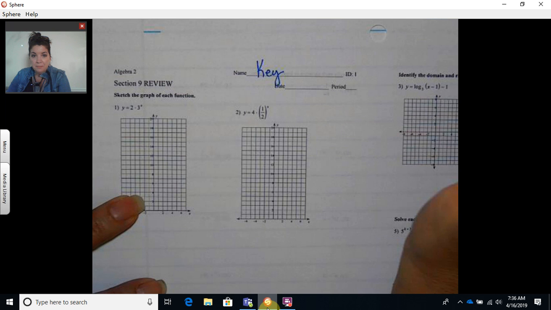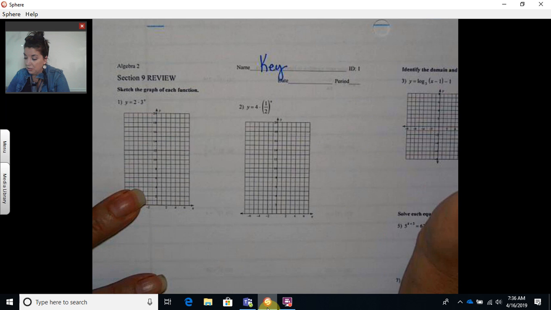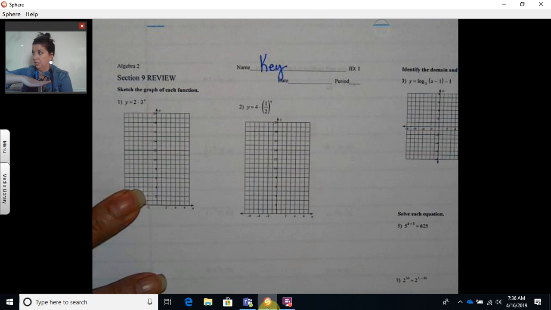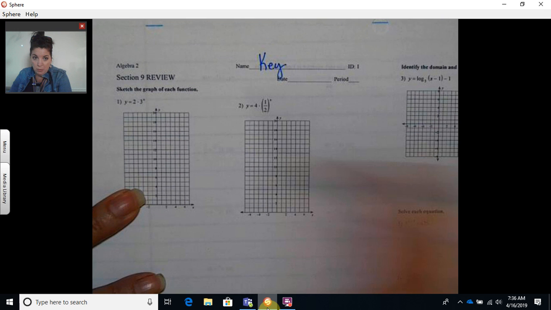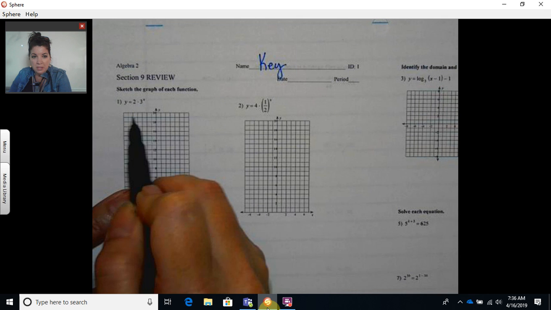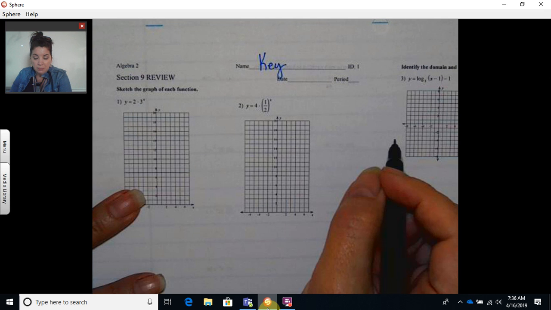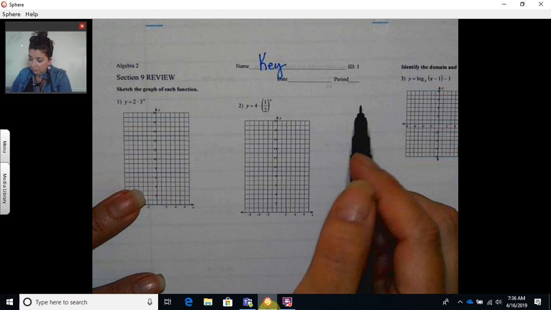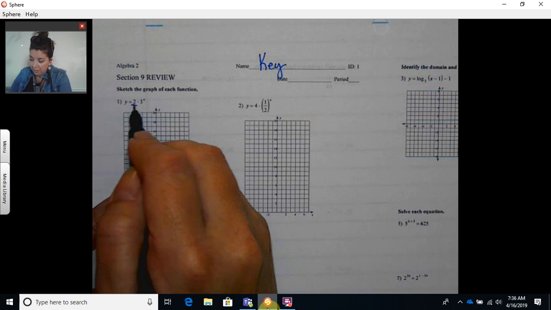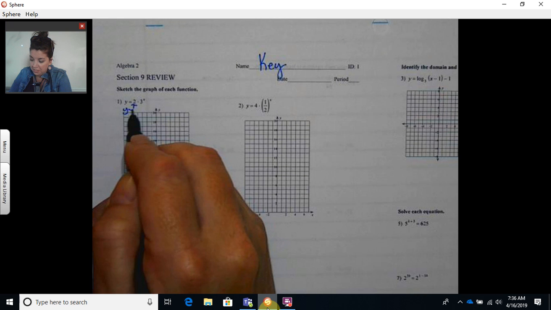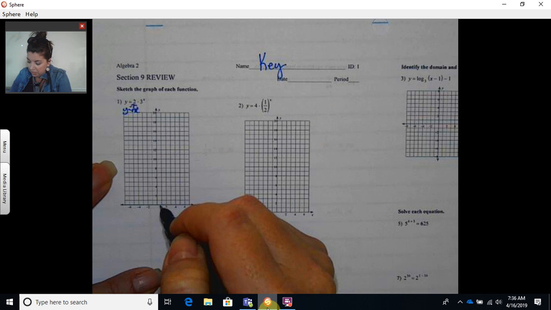Number 1 and 2, those are exponential functions, which we know have horizontal asymptotes, right? We know it's exponential because there's a variable in the exponent. So I'll do number 1 with you. What would be the y-intercept for number 1? The 2. Remember, whatever your a is, that's the y-intercept. So we know this graph's going to cross the y-axis at 2.